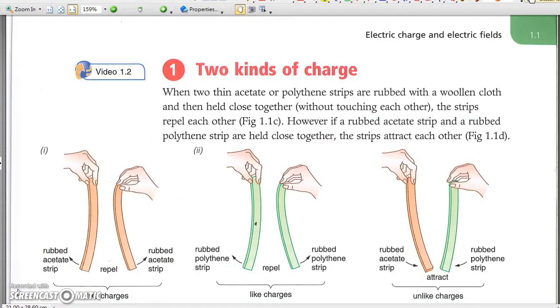Part 1. Two kinds of charge. When some insulators are rubbed, they become charged. For example, when acetate and polythene strips are rubbed with a woolen cloth, they become positively charged and negatively charged, respectively.